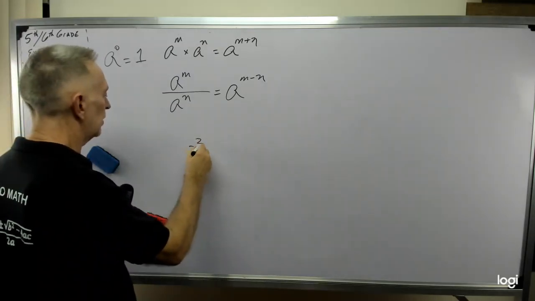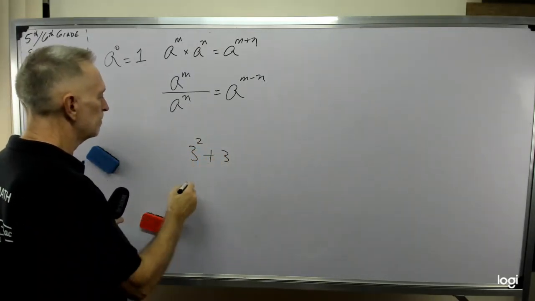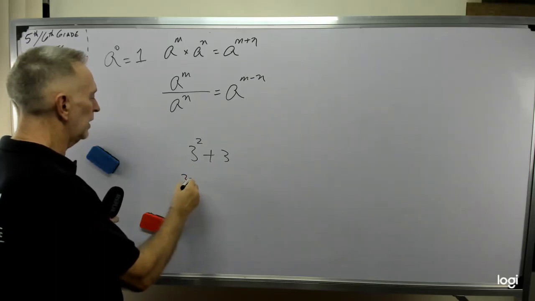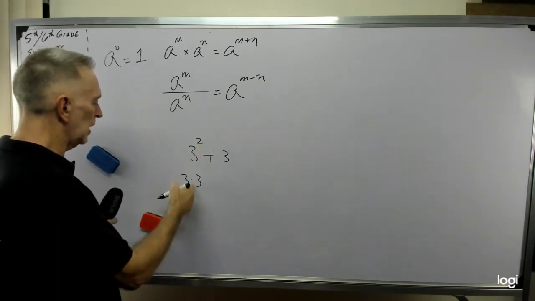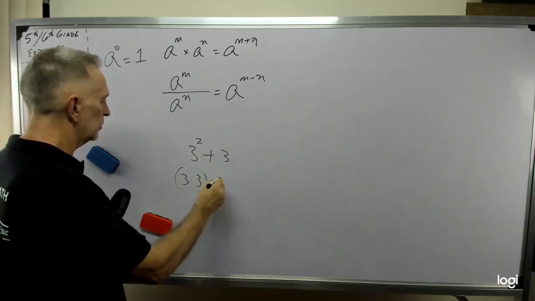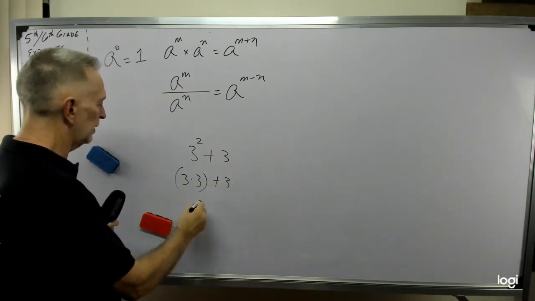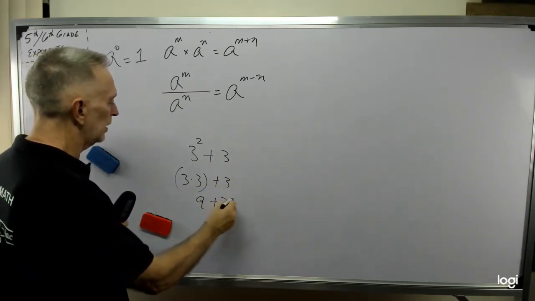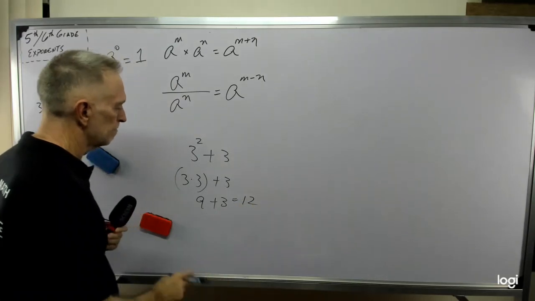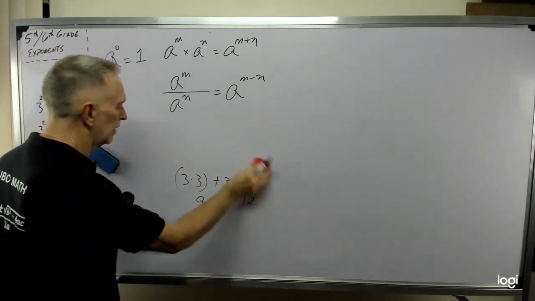3 to the second power plus 3. Okay, I have 3 times itself 2 times plus 3. So 3 times 3 is 9 plus 3 equals 12. Okay.